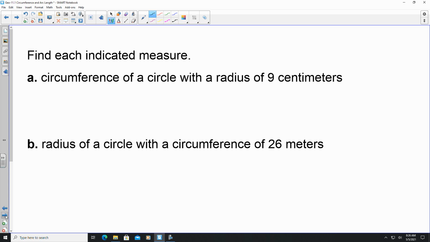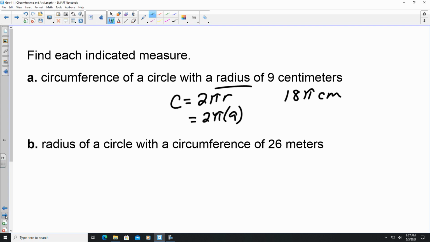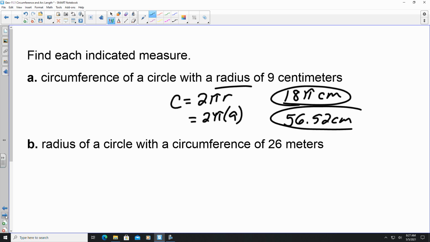All right, so here it says find each indicated measure. The circumference of a circle with a radius of 9 centimeters. Since they gave us the radius, we are going to use circumference equals 2 pi r. So it's going to be 2 pi times 9, because that's what they gave us. Our exact result would be 18 pi centimeters. If we are looking for the approximation, we go 18 times 3.14, it is about 56.52 centimeters. And if they don't specify, I'll take both answers.